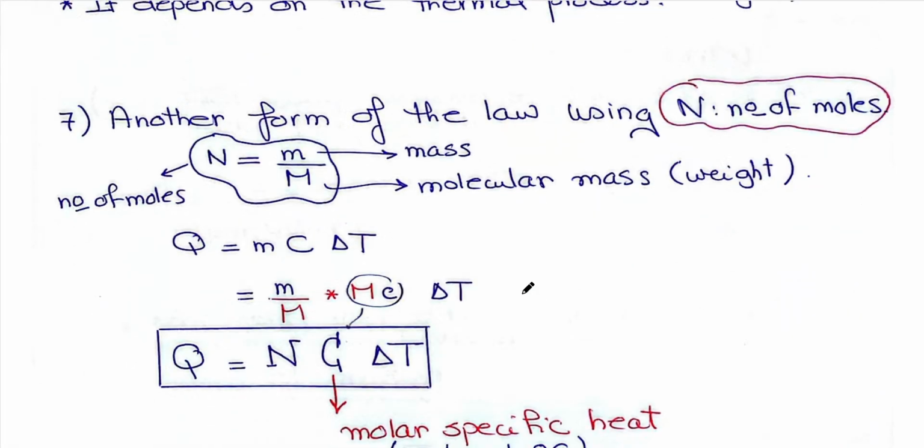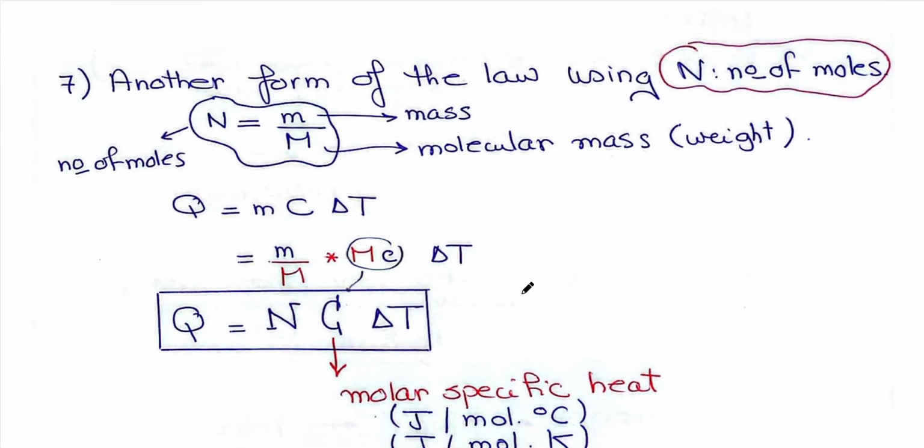The next remark: what if we have number of moles instead of number of kilograms? Remember that number of moles equals the mass divided by the molecular weight. The equation states that Q equals mc delta T. Divide by M capital and multiply by M capital. m small over M capital, by definition, is the number of moles.